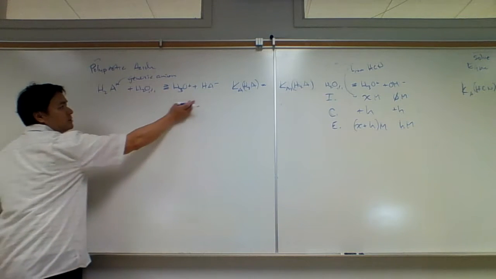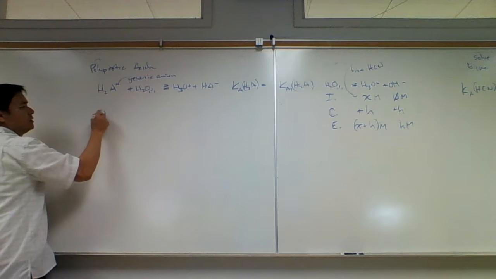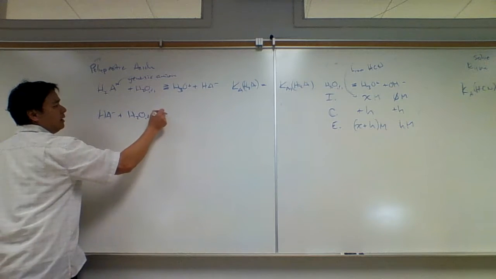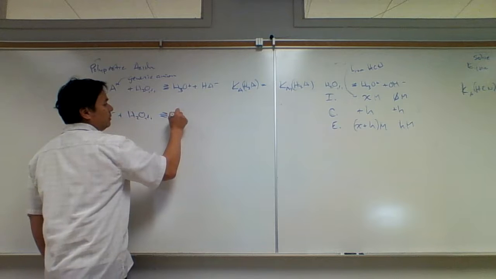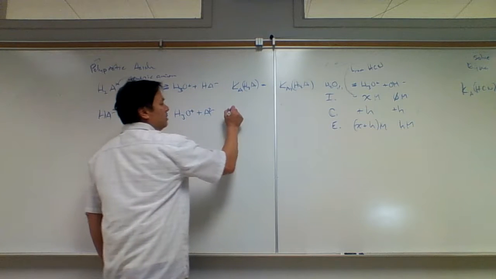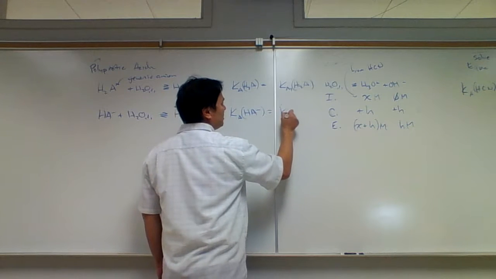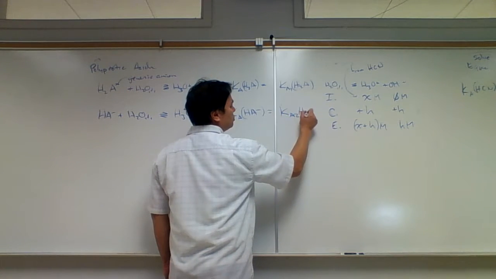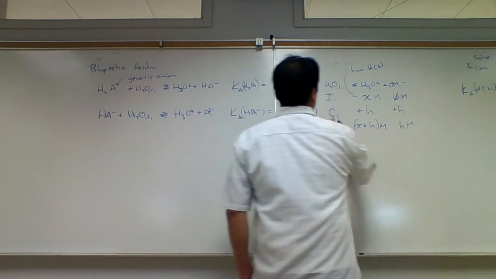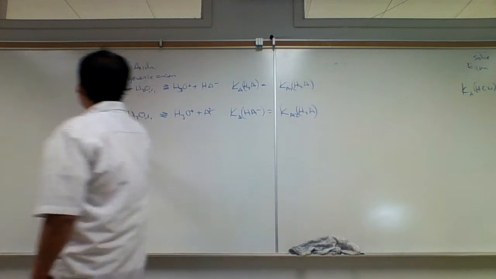But this is a diprotic acid, so there's still one more proton here. And once we generate HA minus, then HA minuses can undergo collisions with water as well. And so HA minus can hydrolyze water in the second step of this to get some more hydronium and leave us with A2 minus. This would be Ka for HA minus, which is the same thing as Ka2 for H2A. So we have a diprotic acid here.